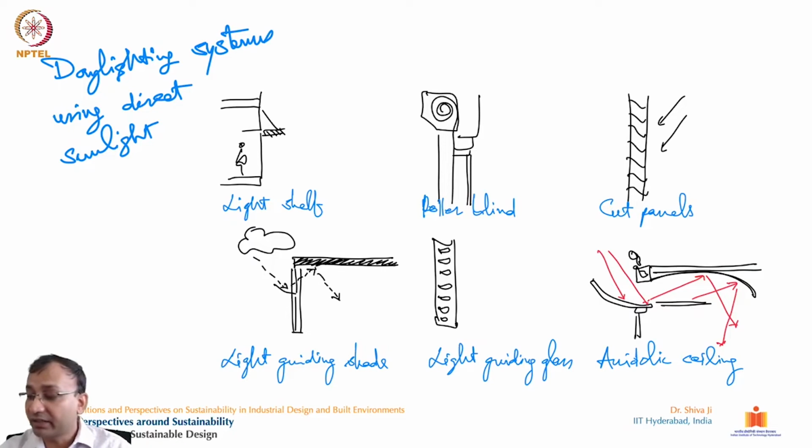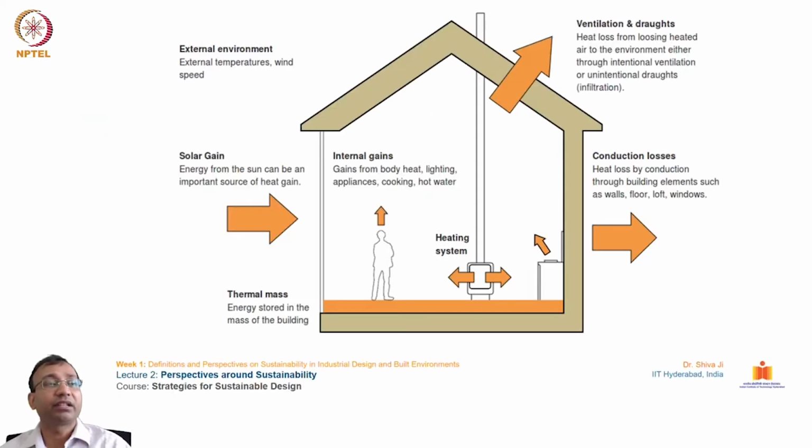And if we want to carry the sunlight deeper inside the interior, where there are deeper spaces, this kind of anidolic ceiling can be used, where we carry light inside the spaces through highly reflective surfaces. So these are the techniques through which we can make efficient use of lighting and heating in the buildings.